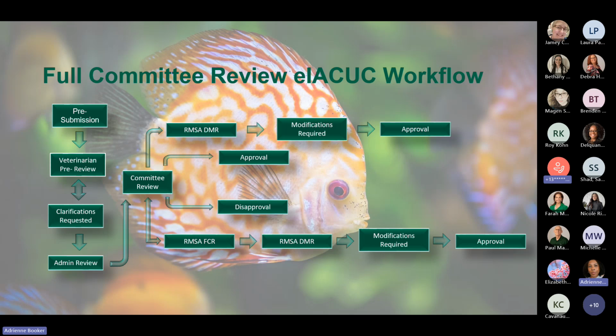After deliberations, and depending on the protocol's complexity, the committee may call for REMSA DMR or REMSA FCR. And if you're wondering what REMSA is, it requires modification to secure approval. Once all required actions are addressed, the protocol is marked as prepared correspondence, which is a state of approval, preparing for the approval letter to be completed. This structured process ensures thorough evaluations while maintaining compliance and efficiency.